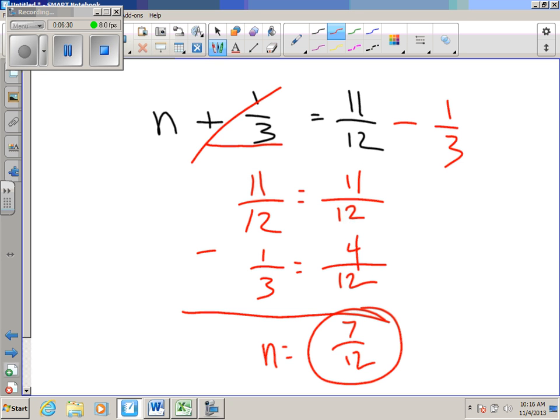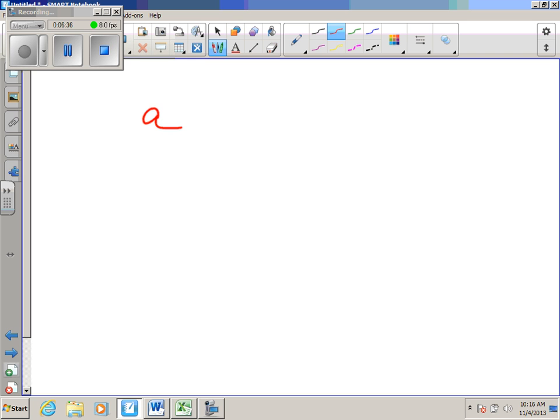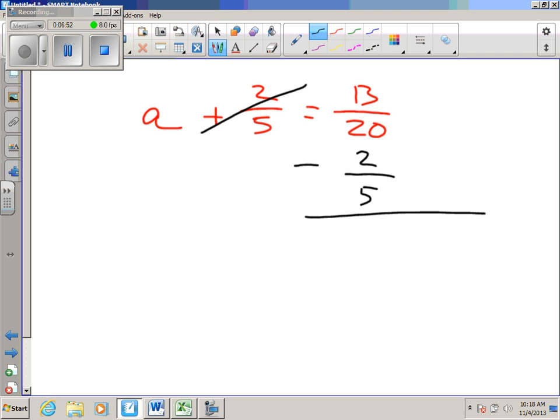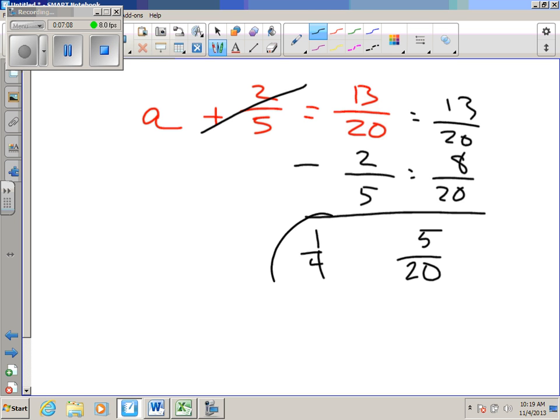Make sure you know what it is you're doing. Here, I'll give you one to try. A plus 2/5 is equal to 13/20. Okay, so the opposite of adding 2/5 will be subtracting 2/5 with 20 as a common denominator. Times 4 gives us 8 on the bottom. 13 minus 8 is 5. And 5/20 simplifies to 1/4. Very good.